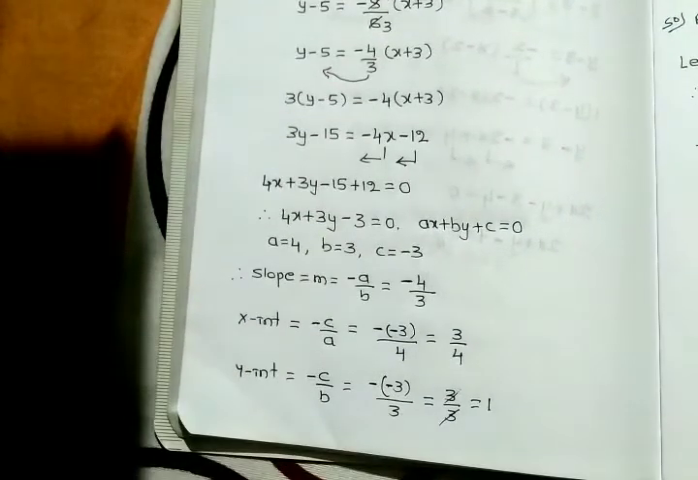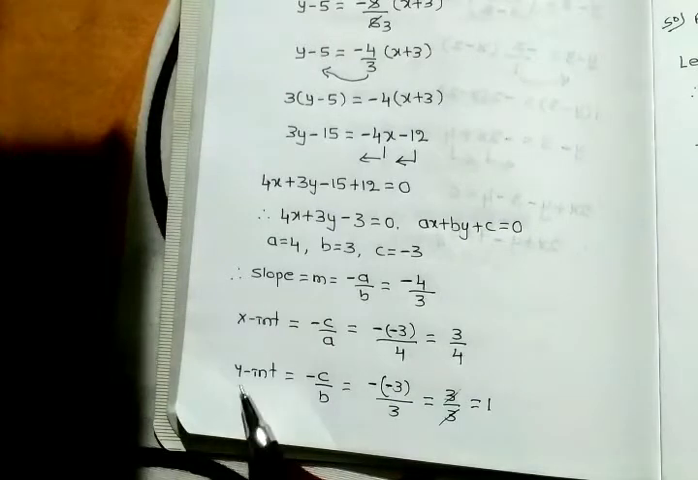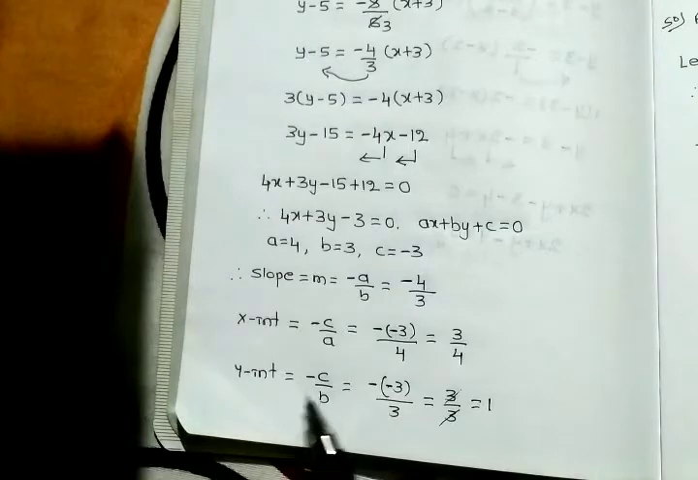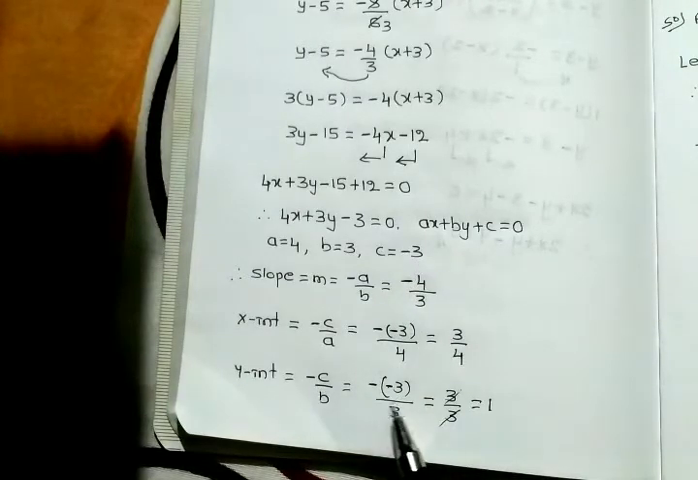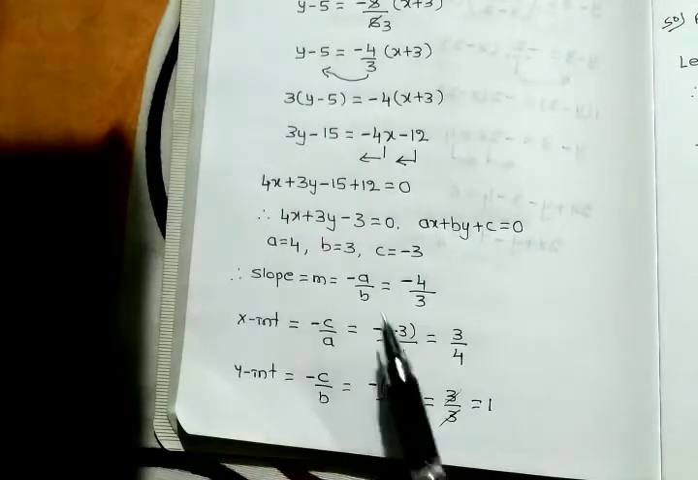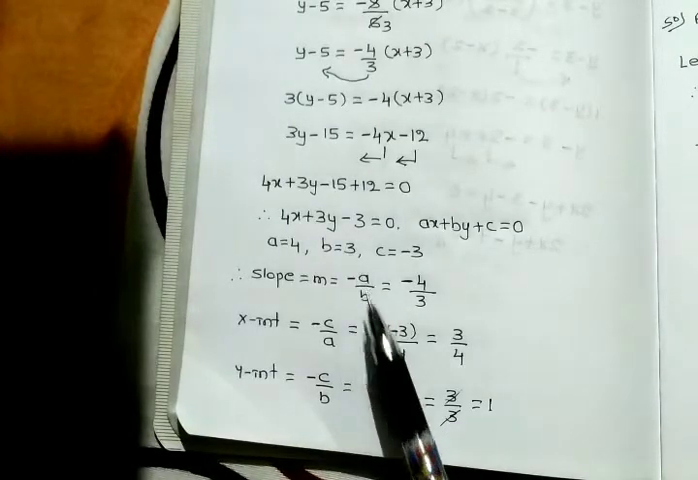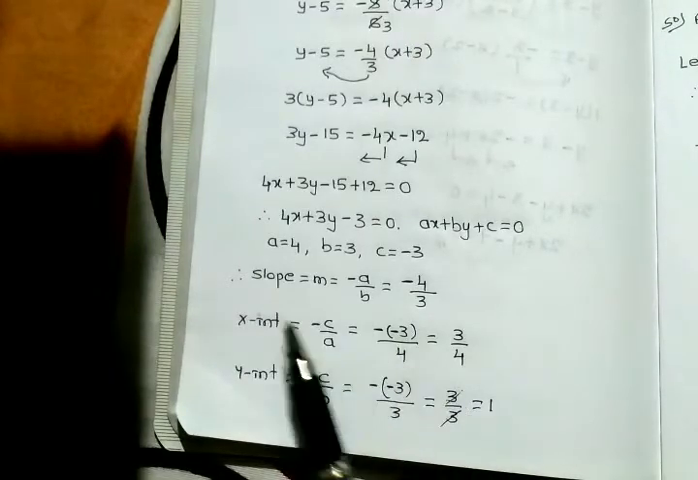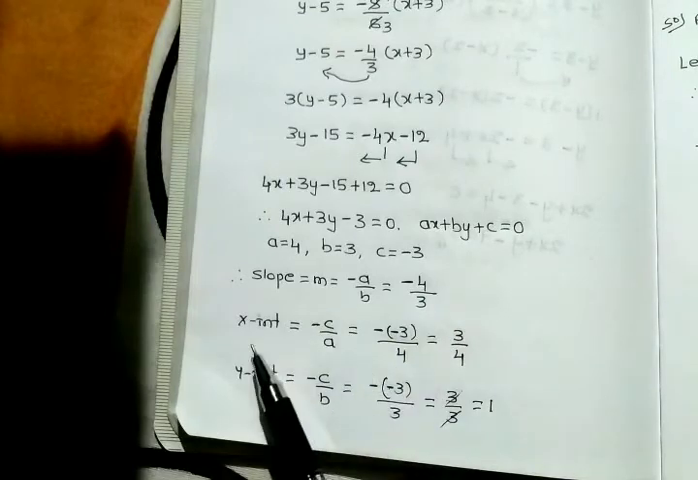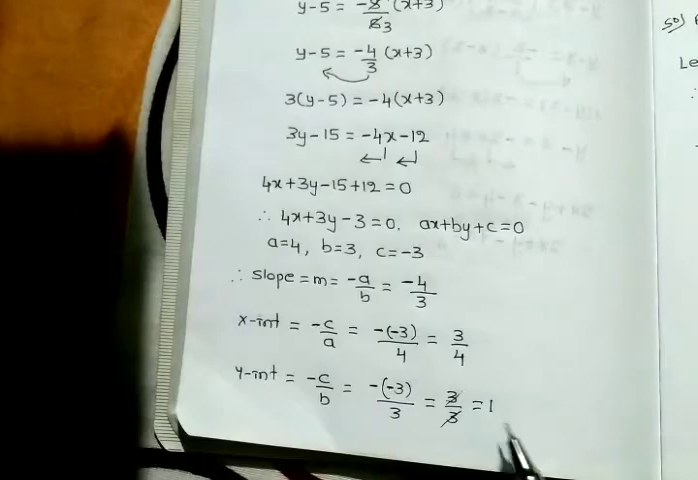And finally, y-intercept. Therefore, y-intercept formula minus c divided by b, minus sign, keep it as it is. Again c is how much here? Minus 3 upon b value how much here? 3. Therefore, minus into minus is plus 3 divided by 3. Cancel these two 3. What is the remaining value? 1. Therefore, slope value minus 4 upon 3. X intercept 3 by 4. Y intercept answer is 1.